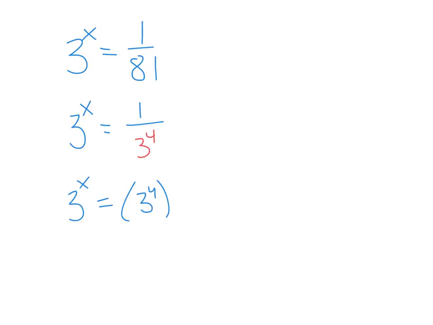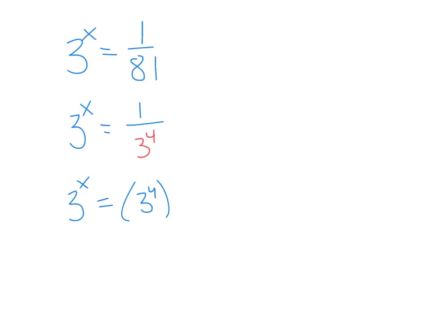But I can't just do that, because 3 to the 4th is not the same as 1 over 3 to the 4th. So what do we need to add to all this? You square it? Well, it's not squared.